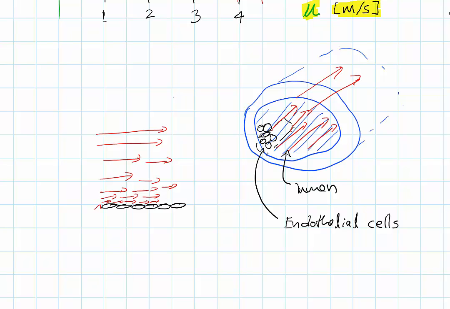So right here there is a lot of shear stress, and because the shear stress applies to the solid, it will try to pull on the solid. This shear stress at the boundary, if you're talking about endothelial cells, is called, not surprisingly, the endothelial shear stress, or ESS.